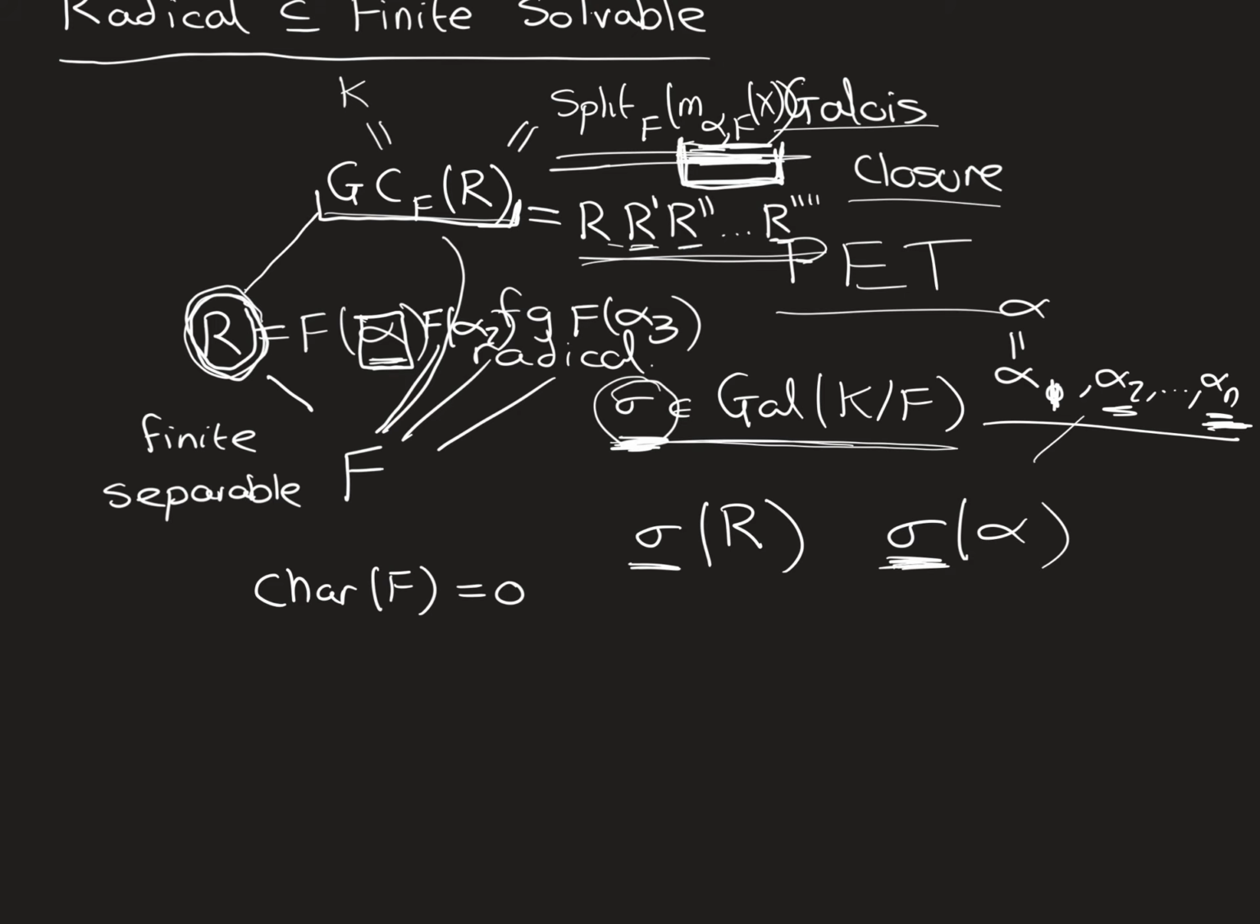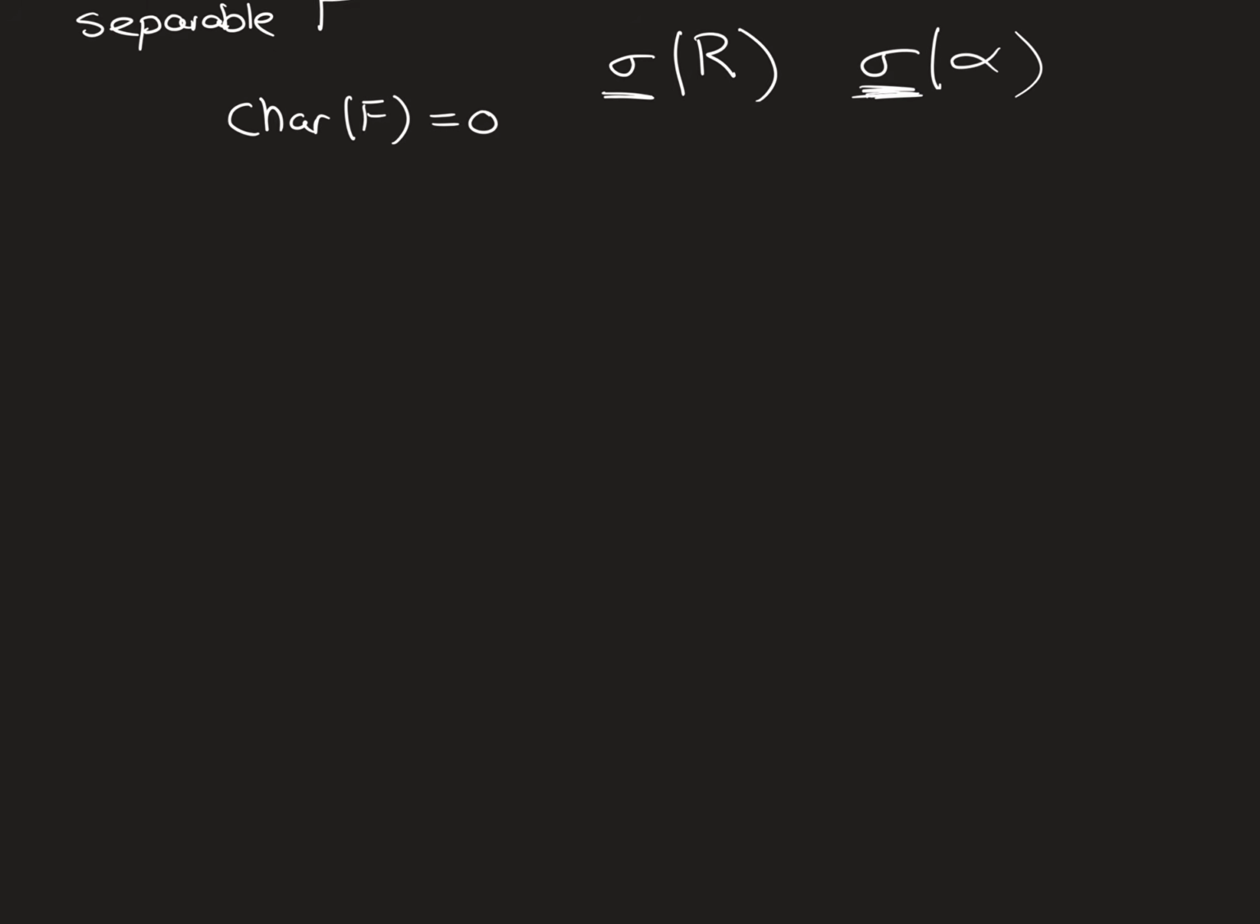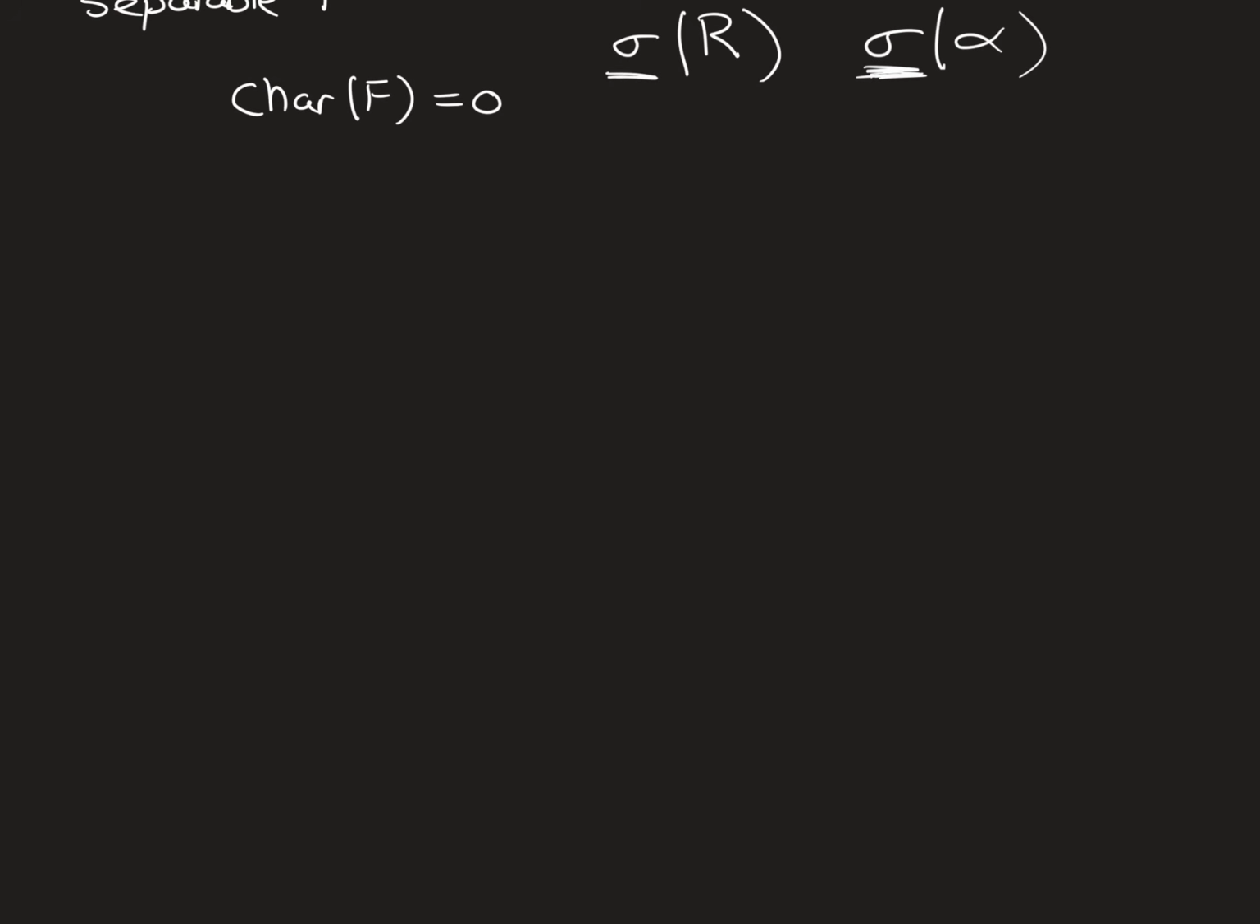Excellent. So I've now got that R is contained inside this larger extension, the Galois closure, that is a finite radical Galois extension. So that's good. Now what? So let's draw a new picture. So we've got F here, we've got our radical extension here, R, and we've got K here, which is the Galois closure of R over F. And I've said that K over F is a finite radical Galois extension.